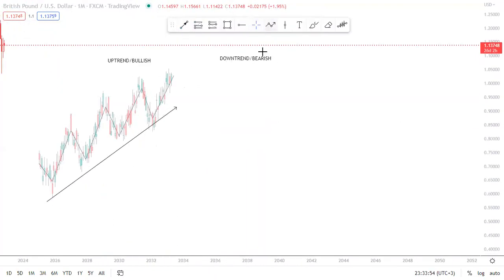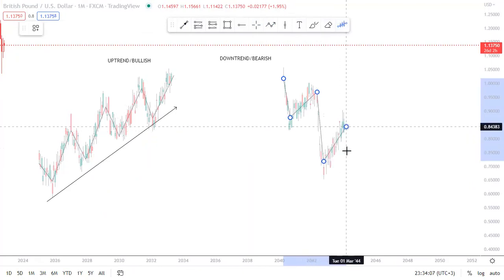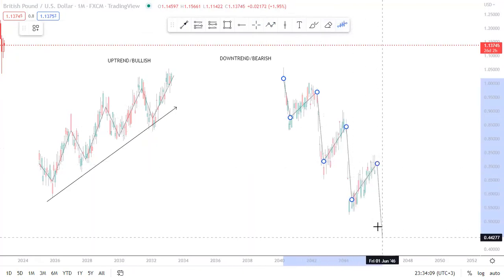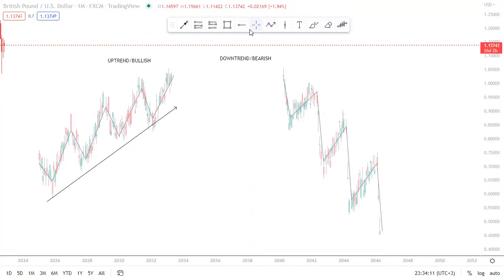Then vice versa, if the market is going like this, sorry guys, I'm used to this one. If the market is going like this, it is now a downtrend. If the market is going like this, it's called a downtrend.